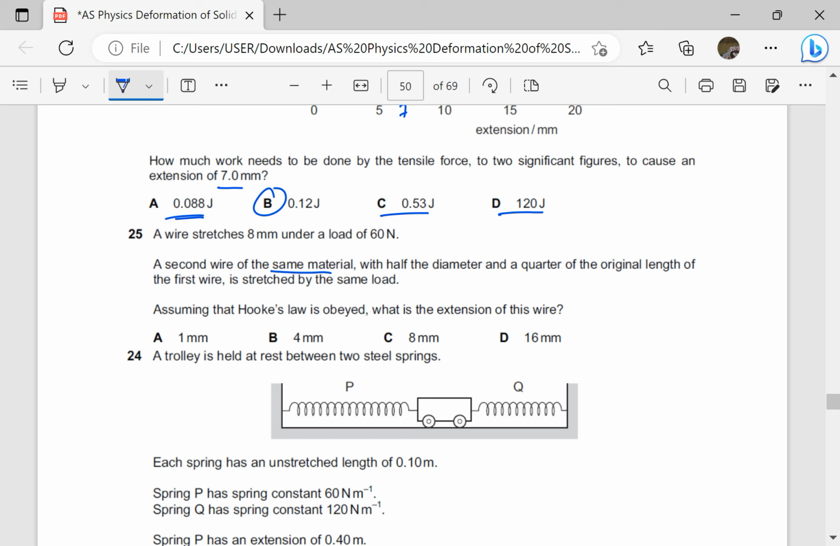So since it is from the same material, we know that Young modulus is going to be force over cross-sectional area. The dimension is diameter, so it will be 4F over pi d squared, then times original length over extension. Since the Young modulus is the same, I'm just going to equate two equations. For the first wire, the force is the same load. For the second wire, half diameter, stretched by the same load, it is going to be 4F.